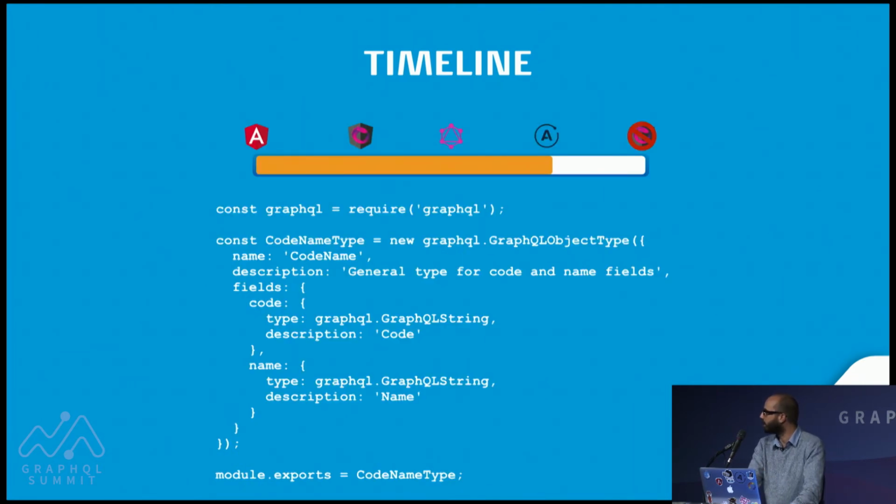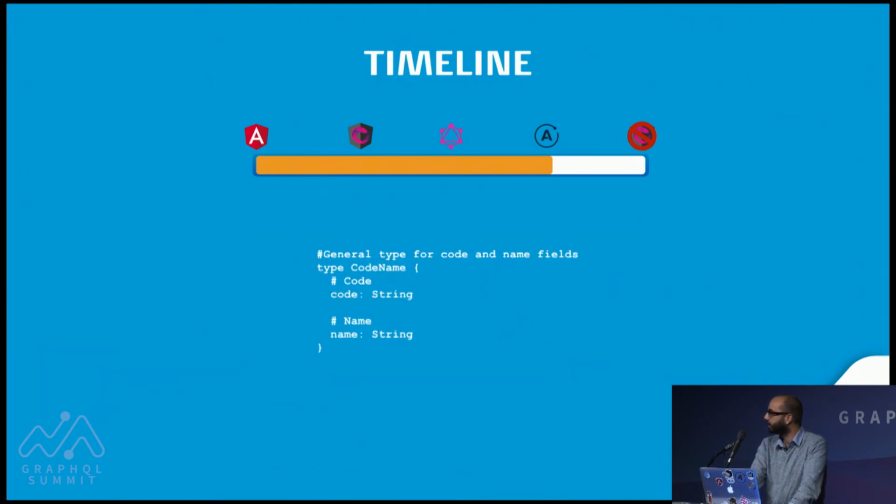Okay, we saw already this declaration, and now it becomes this. It's much more readable and requires less typing. And GraphQL Tools takes this string and makes it an executable schema so you can pass it to your GraphQL servers.